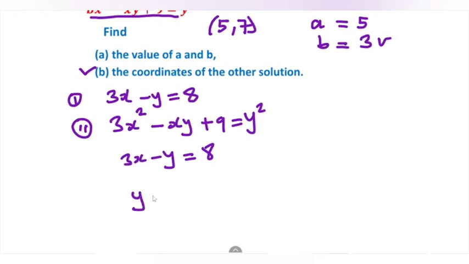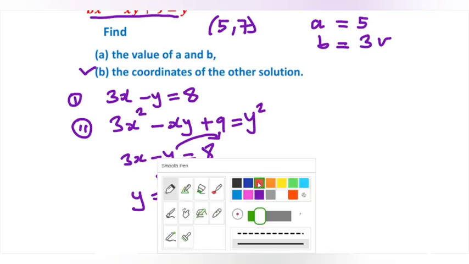This is going to be y is equal to 3x minus 8. We have made y the subject of the formula, in case you are wondering. We have taken negative y to the right hand side and the positive 8 to the left hand side. This is how we have come up with this. Then after making y the subject of the formula, we are going to consider equation 2.